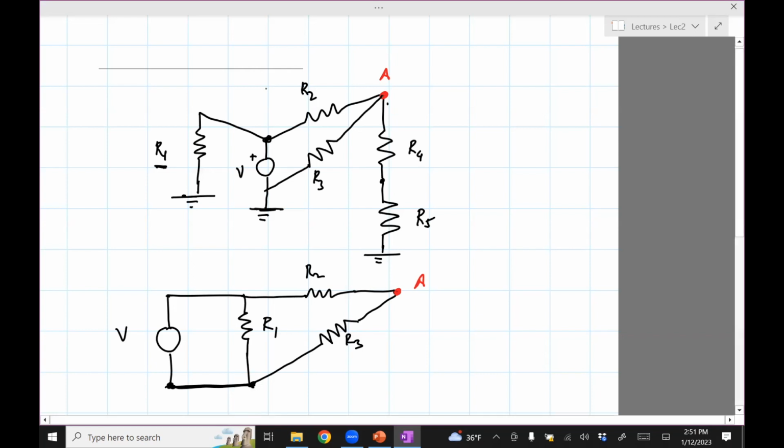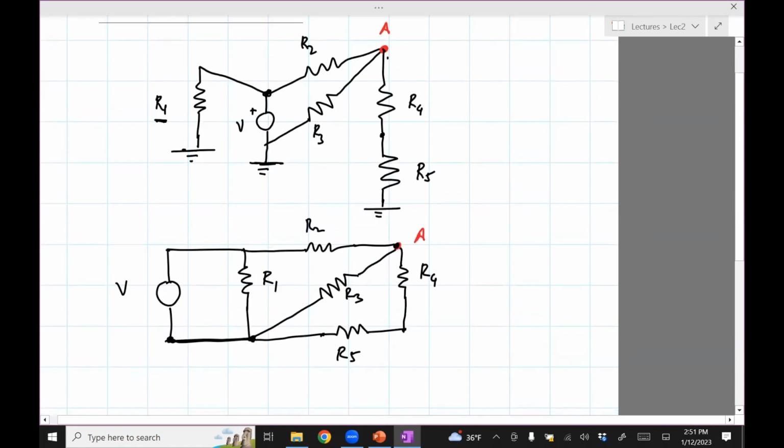Next, A is connected to R4. But R4 is connected to R5, and R5 is connected to the ground, which is this. So you see, this is the circuit, but you can just draw it in a confusing manner. Now I think it's tractable. We can now think of computing the effective resistance.